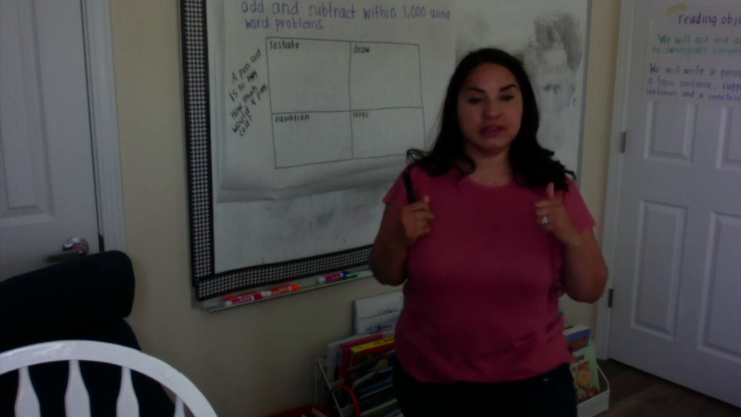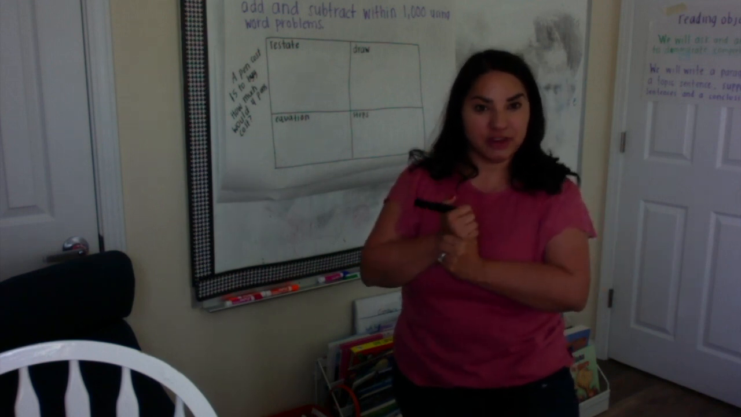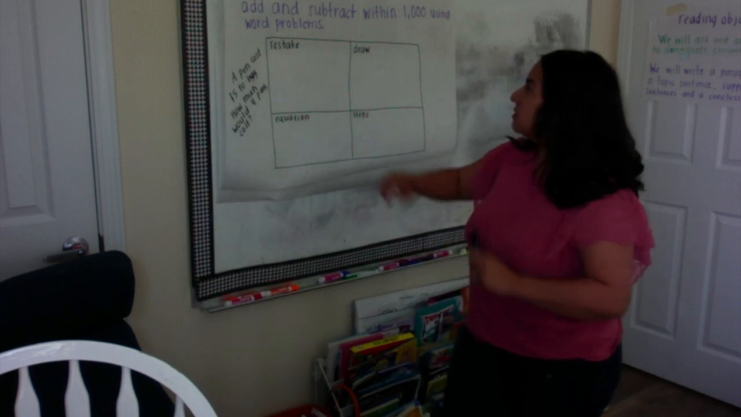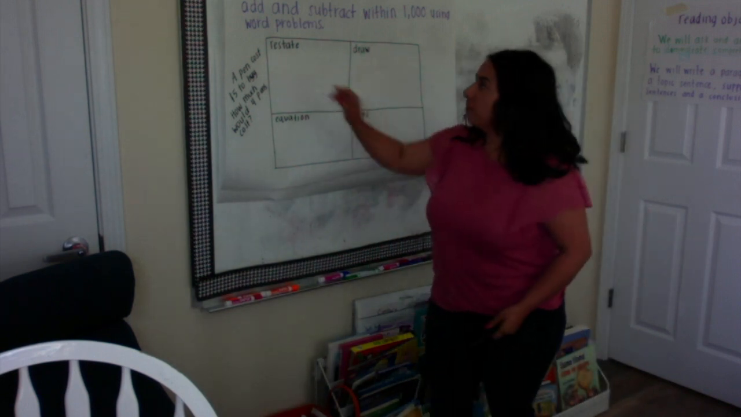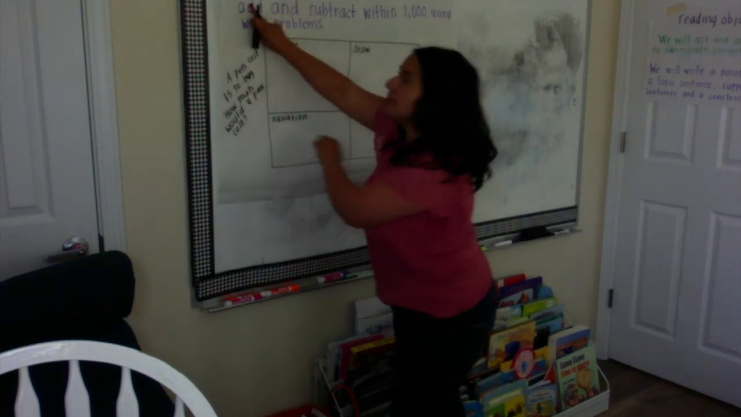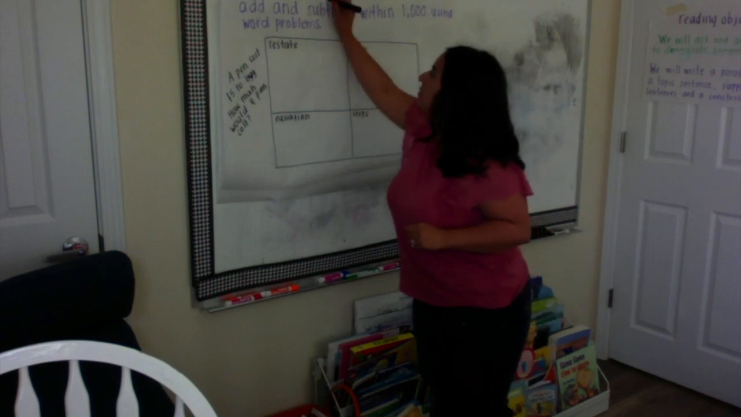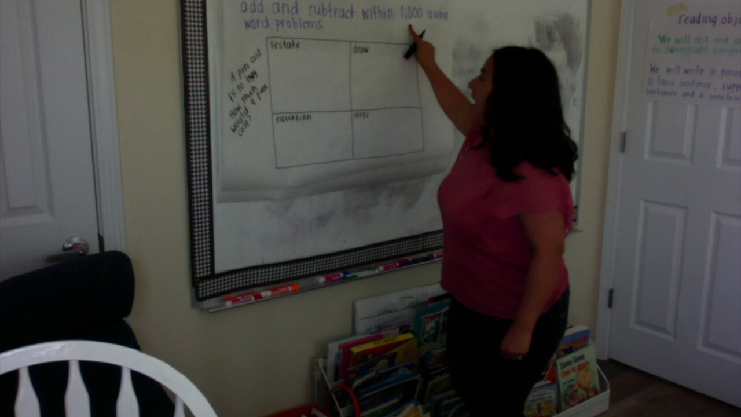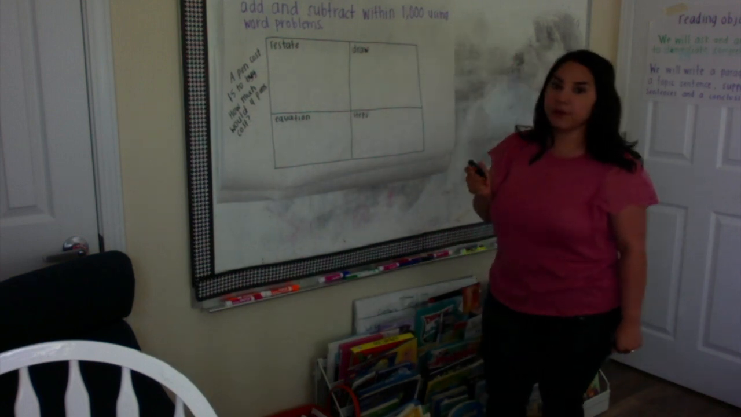We're going to be doing some addition and subtraction, but first we always start with our goal, our objective. So our objective in this classroom is we have to be able to add, so that I'm going to be adding the plus symbol, and subtract. I'm going to add the minus symbol within 1,000 using word problems.